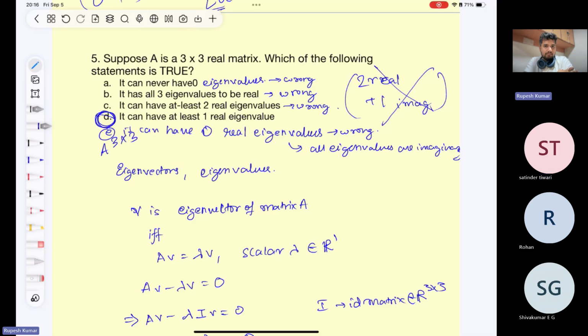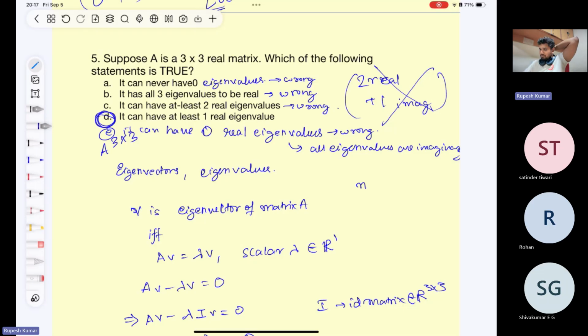So C says that it can have at least two real eigenvalues. So what are the possible cases? At least two, like exactly two or more than two, right? So let's say n is that number, n equal to 2 and n equal to 3. So the logical thing, if we break it, for C to be correct, if any one of them is right, then can we say C is right? I'm not so concerned about the eigenvalue part, I'm concerned about the logical reasoning part.